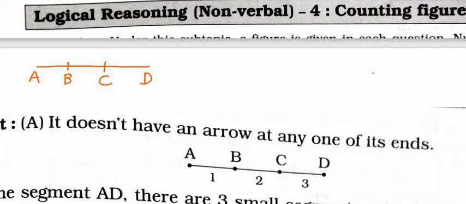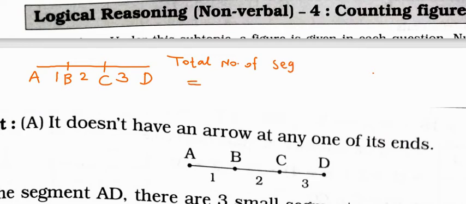Then an easy trick for counting this type of segments. Easy trick is here. We have to divide this into 1, 2 and 3 parts. Then do it in this way: 1 plus 2 plus 3, and plus 4. Total number of segments I write here. See here how to find out the total number of segments.